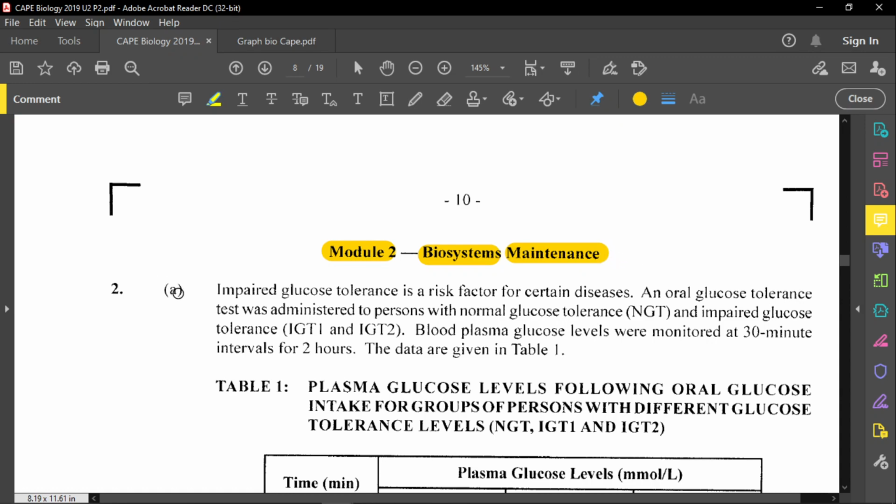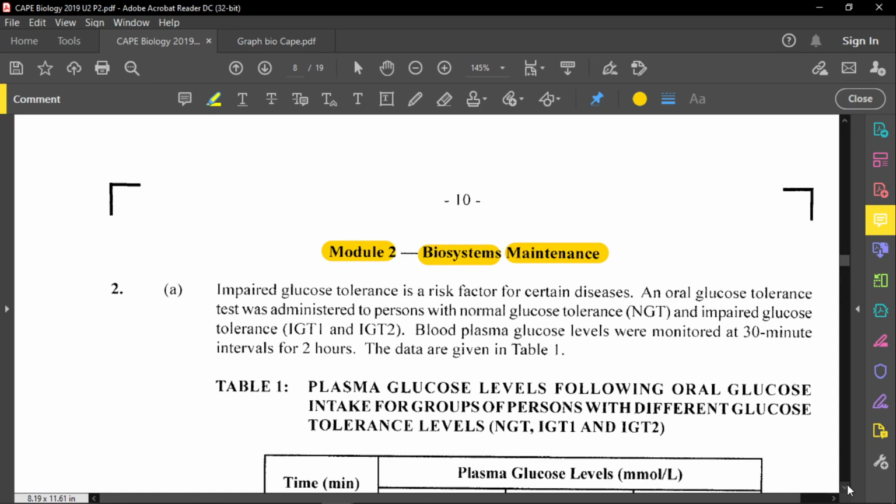Question 2, part 1 reads that impaired glucose tolerance is a risk factor for certain diseases. An oral glucose tolerance test was administered to persons with normal glucose tolerance, which is represented as NGT, and impaired glucose tolerance, which is IGT1 and IGT2. Blood plasma glucose levels were monitored at 30-minute intervals for 2 hours. The data are given in Table 1.